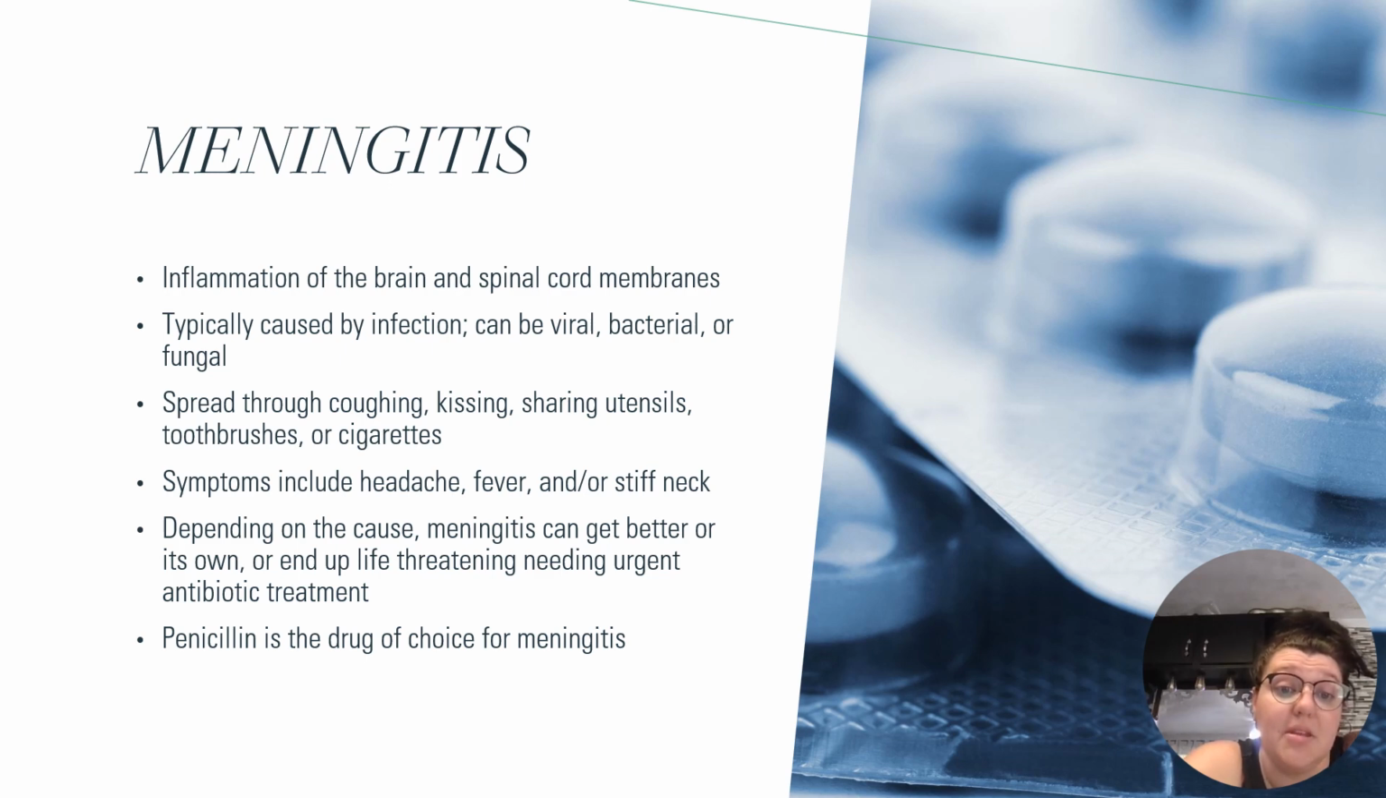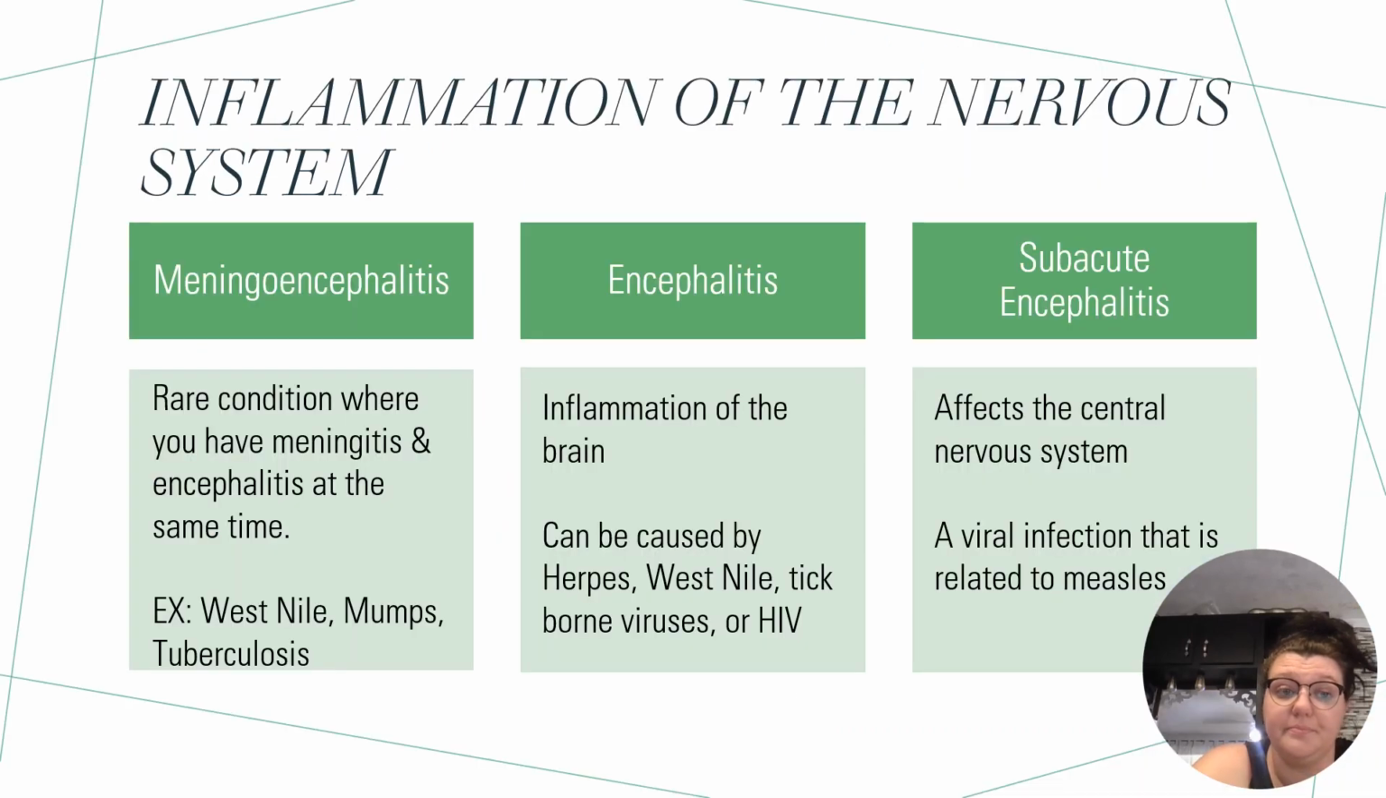Depending on the cause, meningitis can get better on its own, but it may end up life-threatening and need urgent antibiotic treatment. Penicillin is usually the drug of choice for meningitis. Here we have inflammation of the nervous system. So we have meningoencephalitis, which is a rare condition where you have meningitis and encephalitis at the same time. Some examples of this condition would be West Nile, mumps, or tuberculosis.